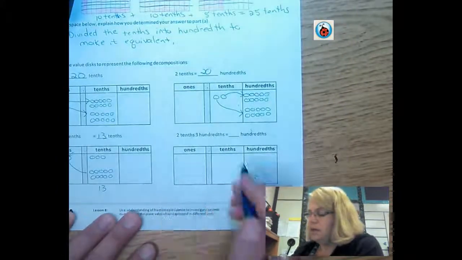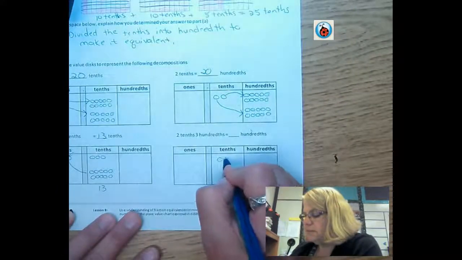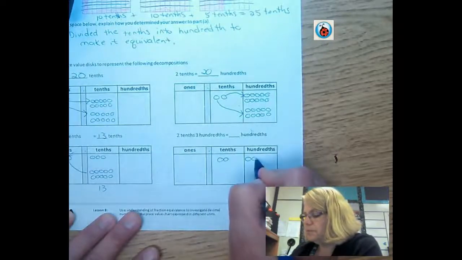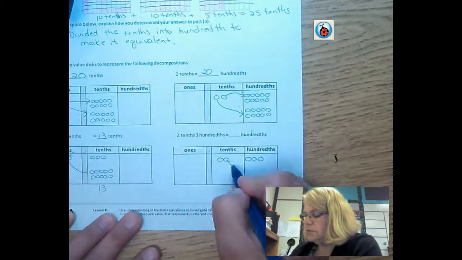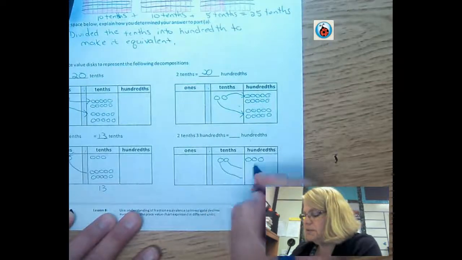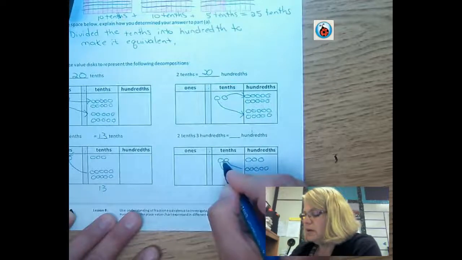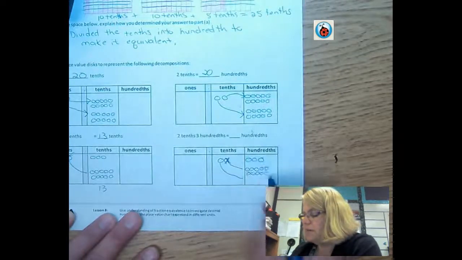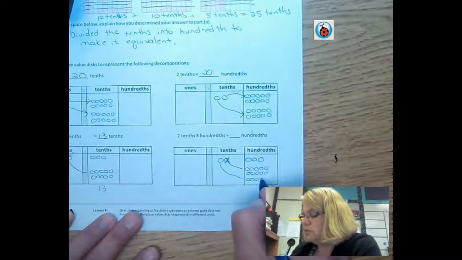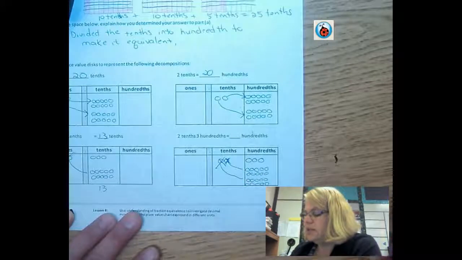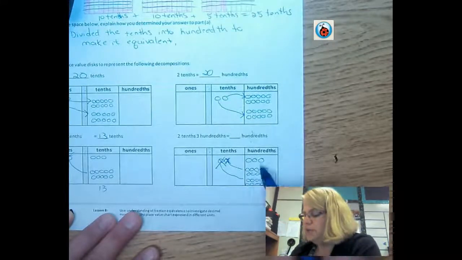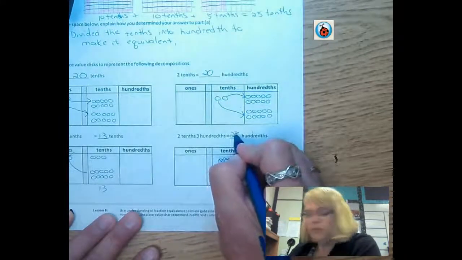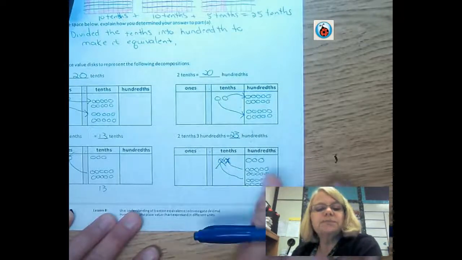Okay. And then this one is 2 tenths and 3 hundredths. How many hundredths? We're going to take both of these tenths and make them into hundredths. 1, 2, 3, 4, 5, 6, 7, 8, 9, 10. That takes care of that one. Again, 1 through 10. That takes care of that one. How many hundredths do we have? Right, we have 23 hundredths.